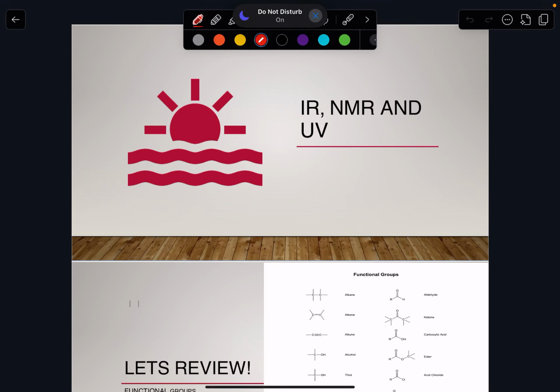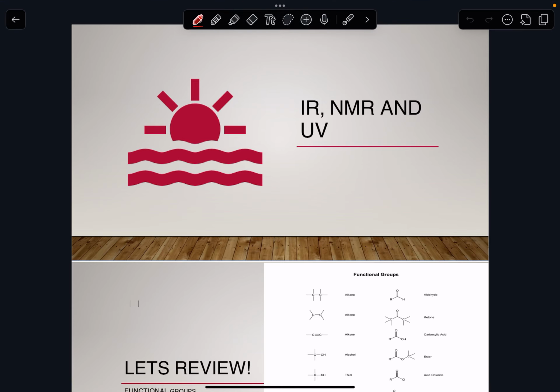Hey guys, I know you're wondering, what are these slides? Yeah, I made slides before, actually. I have a few slides. I don't know why they use them, but I believe these are a lot better than what the book will give you on IR, NMR, and UV. These are pretty good. I wonder who made them.